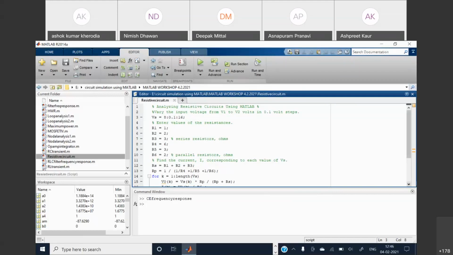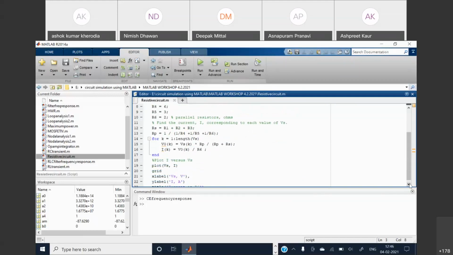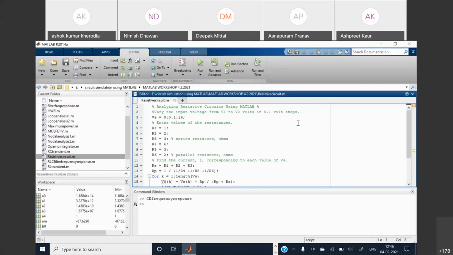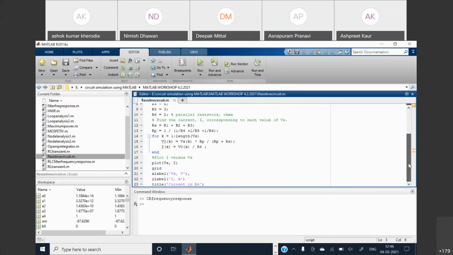Clear? Then you compute the series resistance Rs equal to R1 plus R2 plus R3, and the parallel resistance of R4, R5, R6 by writing Rp equal to 1 upon the sum of the reciprocals of the corresponding resistances. Since we have to find the current for each value, we write a for loop.